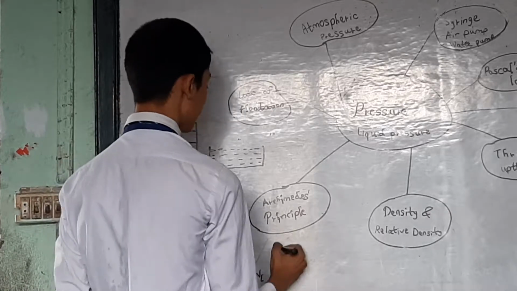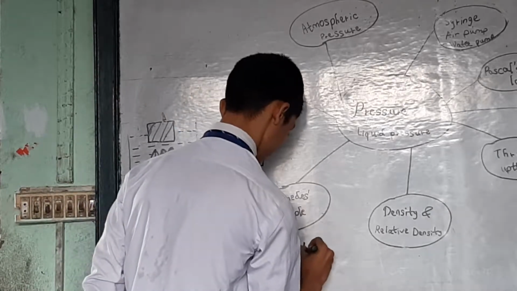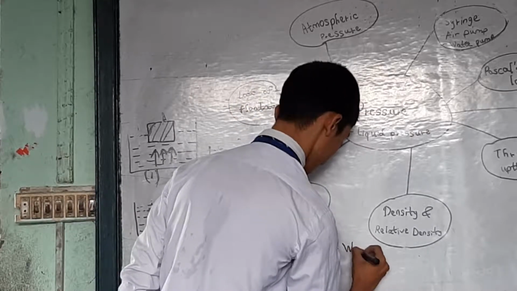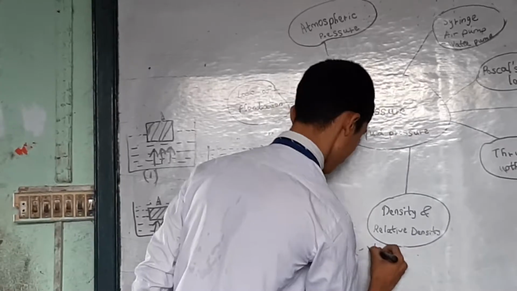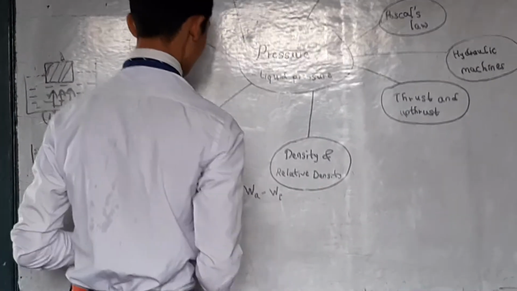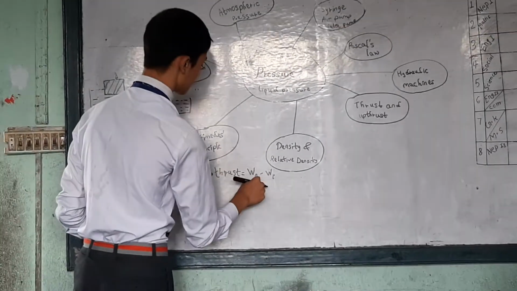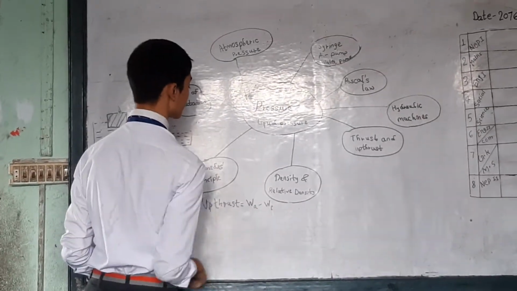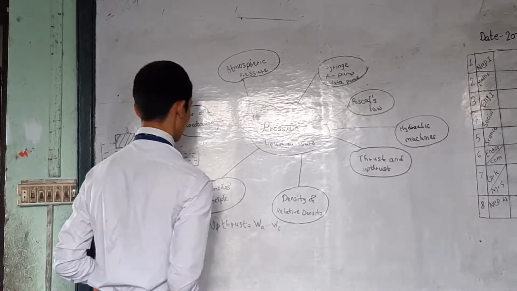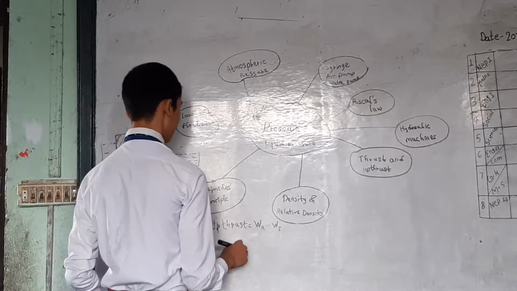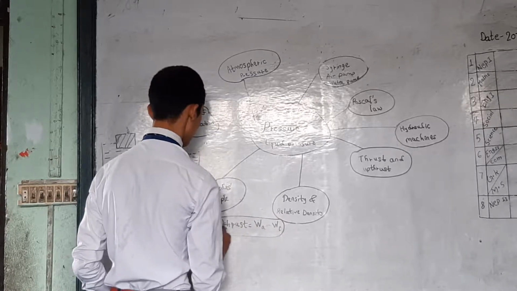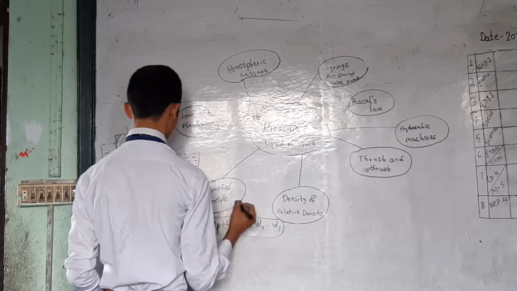And now we have a formula. Upthrust can be calculated by the formula: upthrust equals weight of object in air minus weight of object in liquid. When the apparent weight and actual weight are given, we can apply this formula to find the upthrust or the buoyant force.